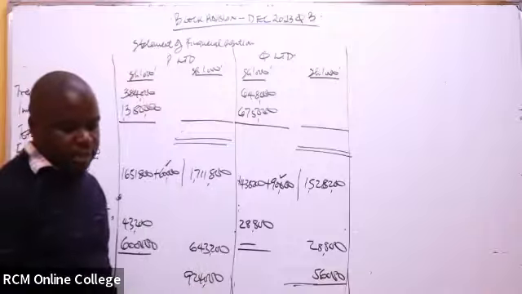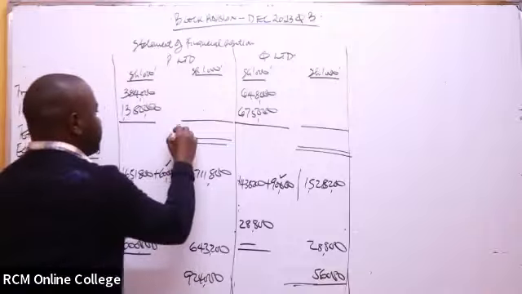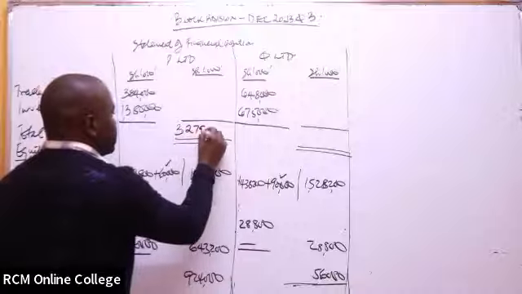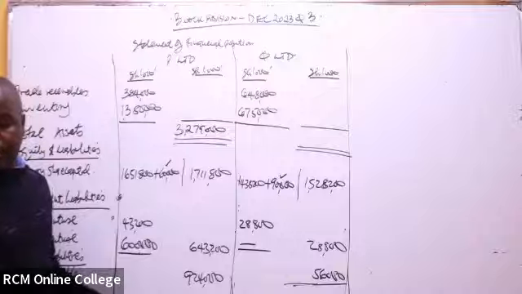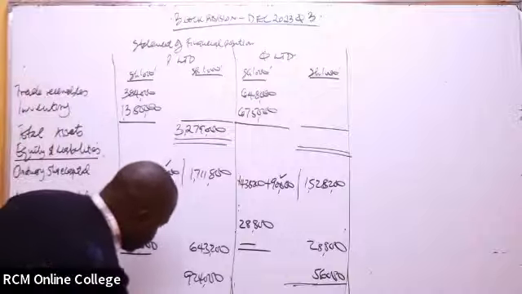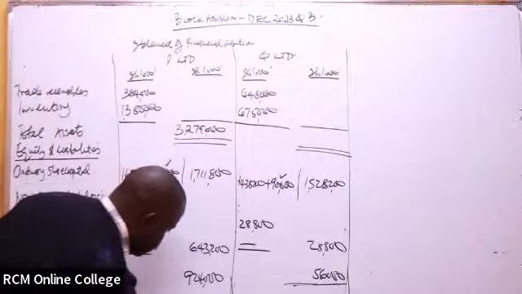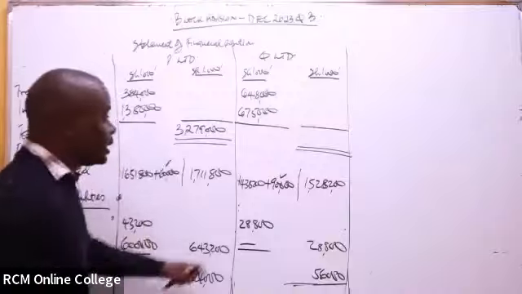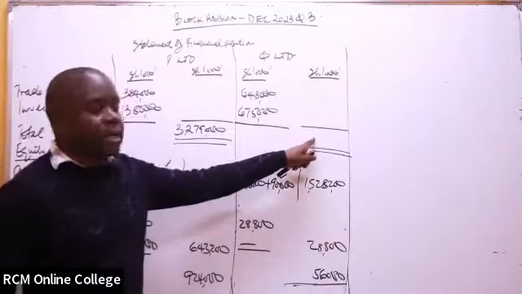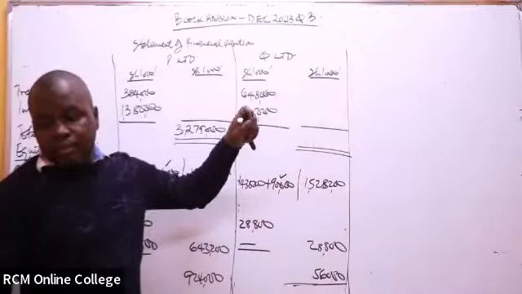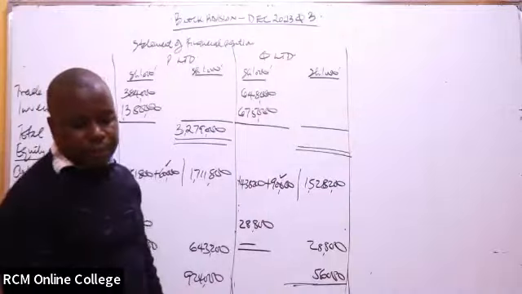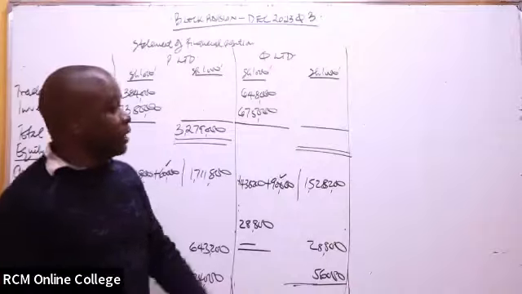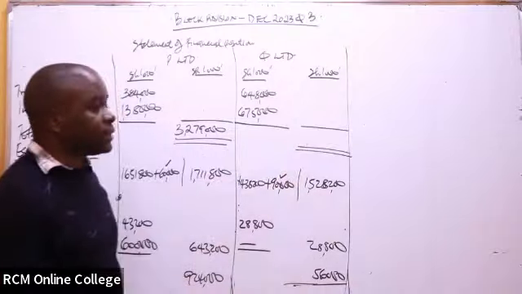32,79,000. Is it the same as the other side? Is it the same here? Next, is it the same? 32,79,000. What about this side, for Q Limited? What are you getting for the total assets?